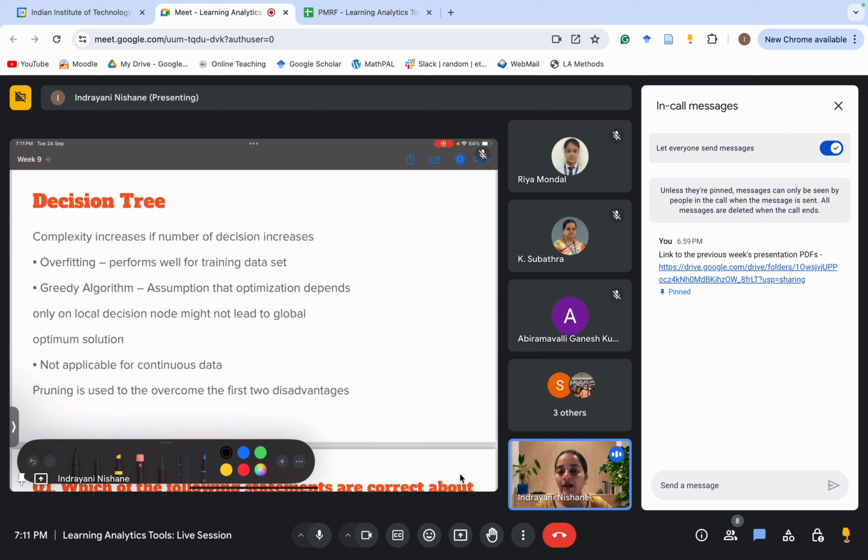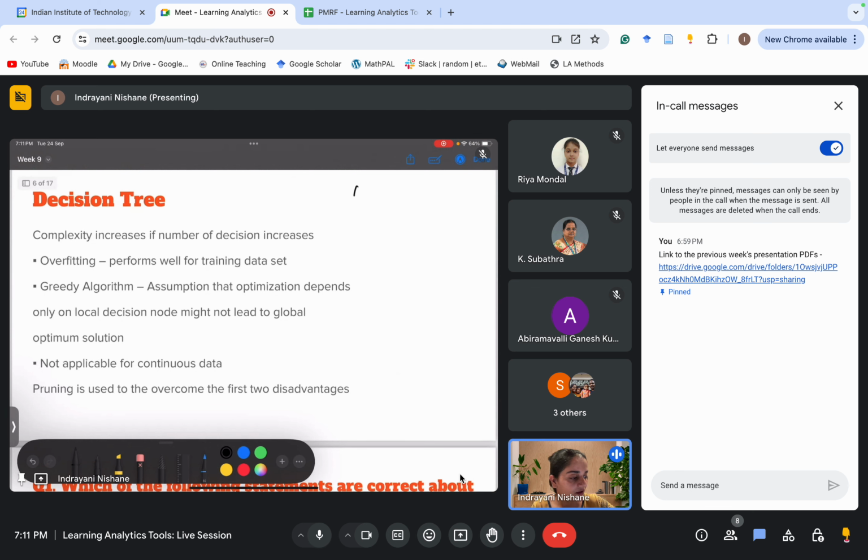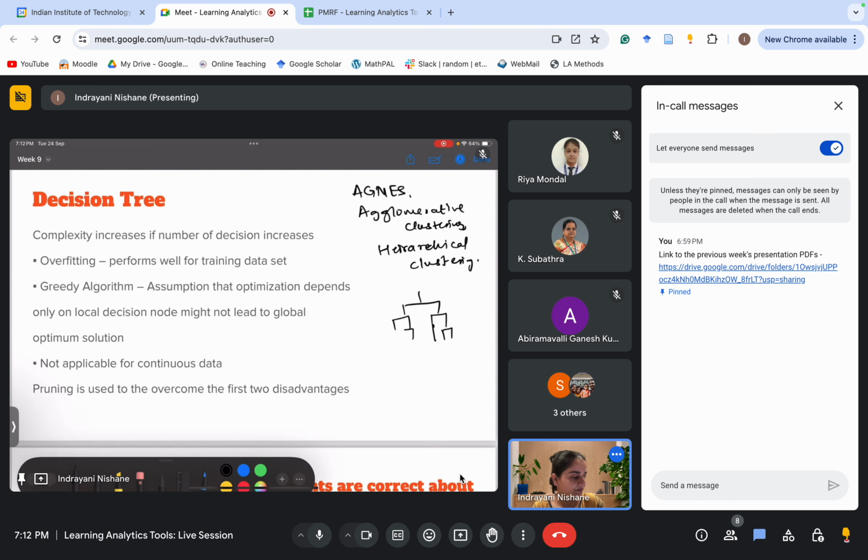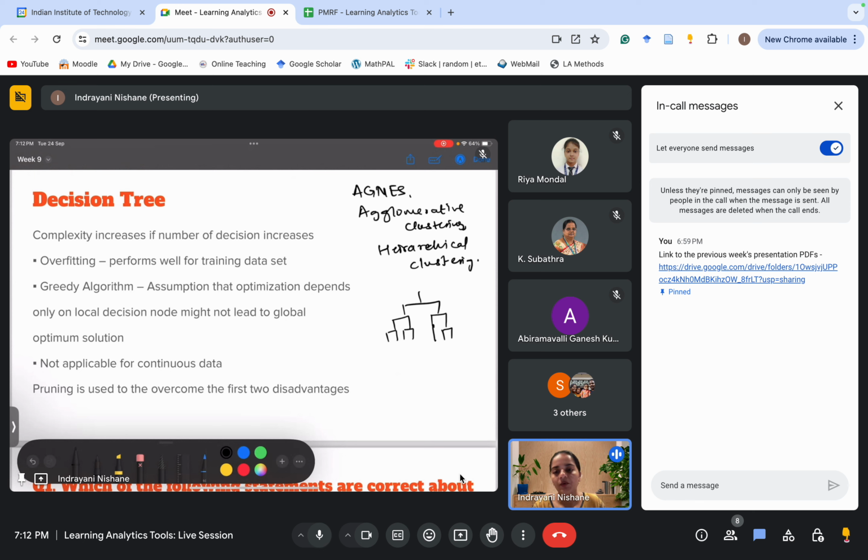For decision tree, if you remember these words, Agnes or agglomerative clustering, hierarchical clustering, if you remember we had seen such trees. So this is a decision tree. The concept of decision tree is very similar to that of hierarchical clustering or agglomerative clustering.